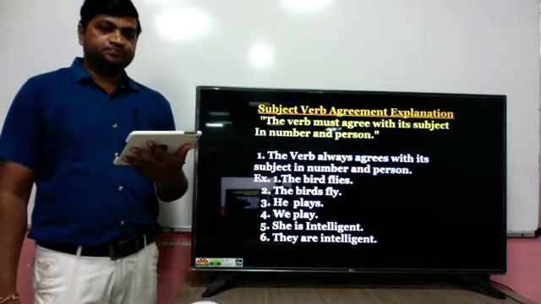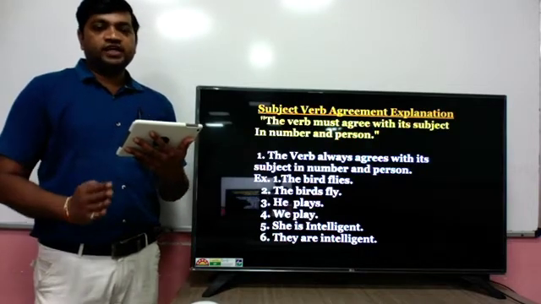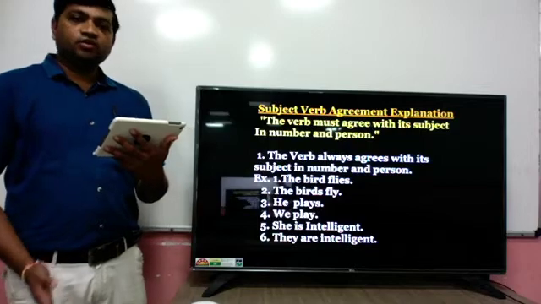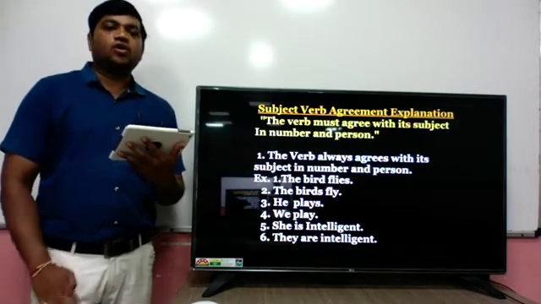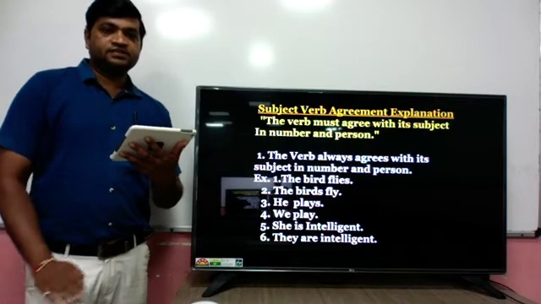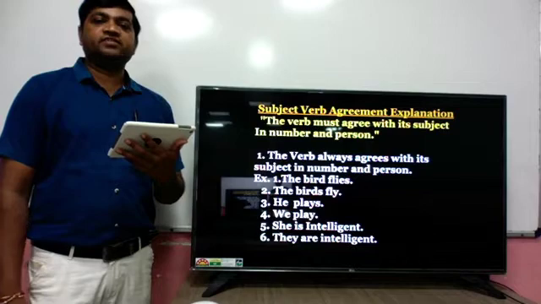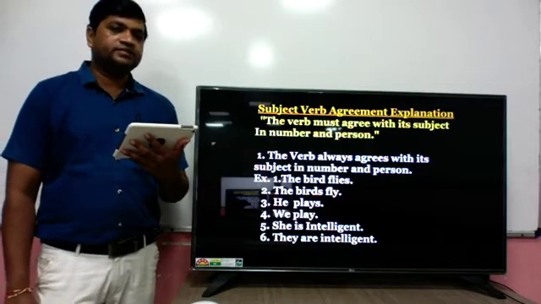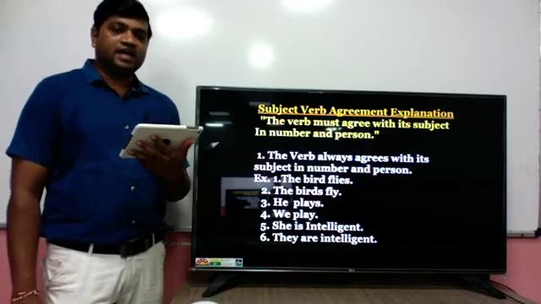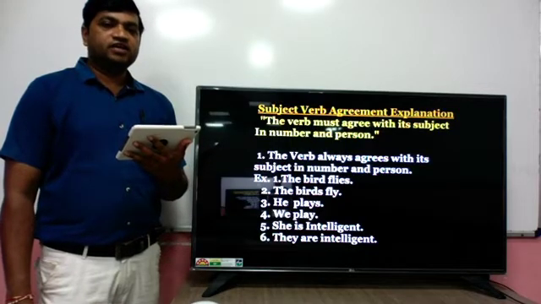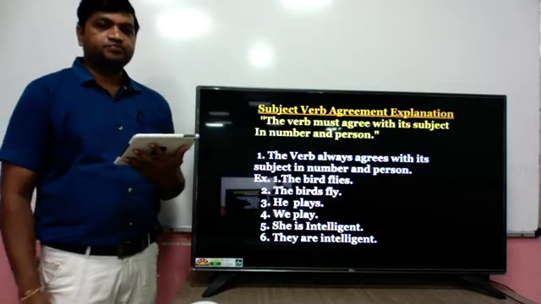So this way, if the subject is singular, it always agrees with the singular verb, and if the subject is plural, or first person or second person, it always agrees with the plural verb. Okay, so first and second person subjects are treated as plural, and third person singular means he, she, it, or the name of any person.